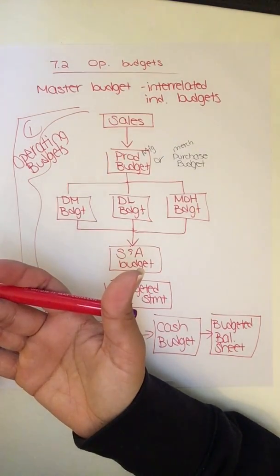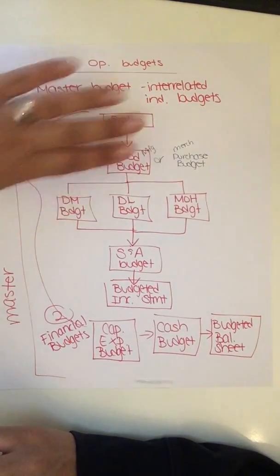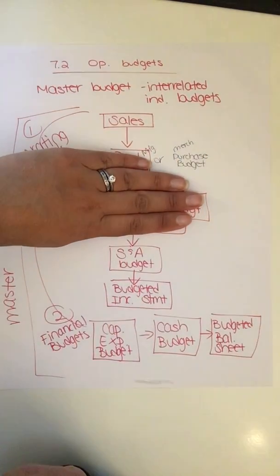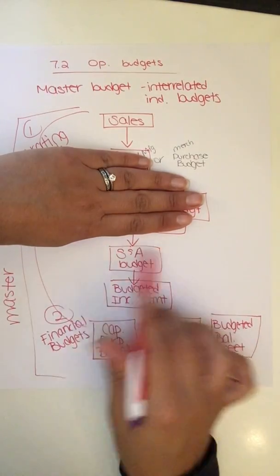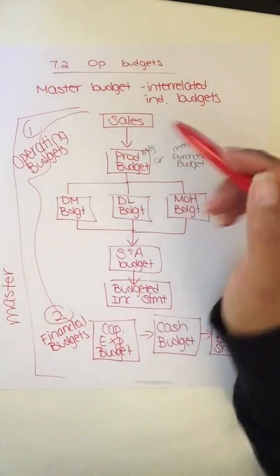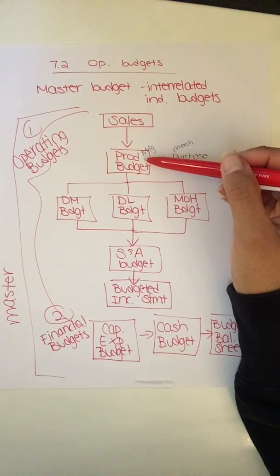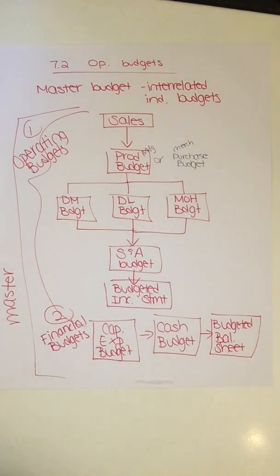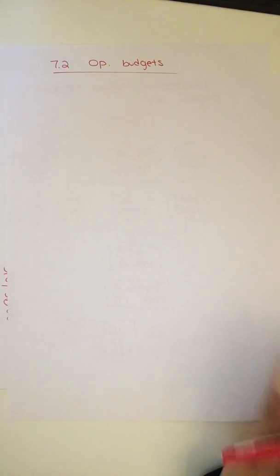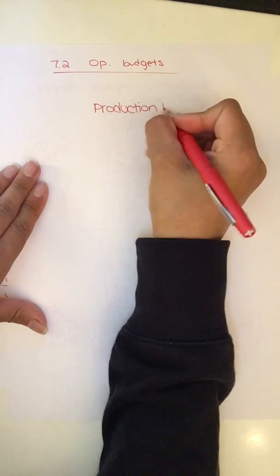And what if they were a service company, you ask? If they were a service company, they would have neither, and it would just go right to their S&A budget, right? Because that's the only type of costs that they have, are just those operating costs if it was a service company. All right, but we'll assume we have a manufacturer. We've already completed the sales budget, so we go on to the next budget, the production budget.